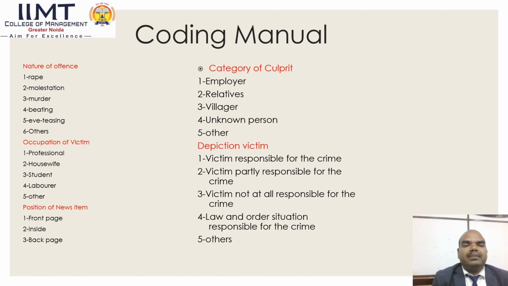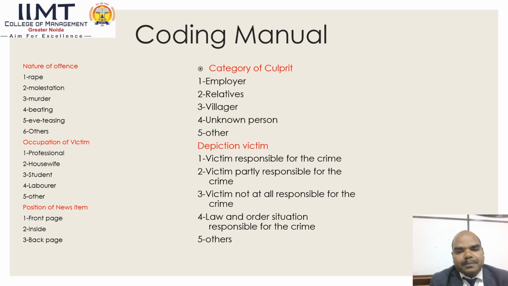Coding manual. Nature of offense: first is rape, second is molestation, third is murder, fourth is beating, fifth is eve teasing, sixth is others. Category of culprit: first is employer, second is relatives, third is villagers, fourth is unknown person, fifth is other. Occupation of victim: professional, housewives, students, laborer, others.